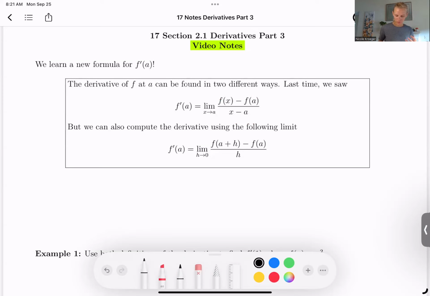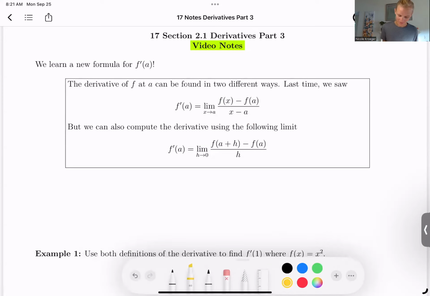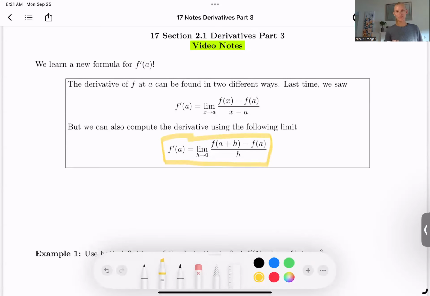Today we have this new definition. We have the limit as h approaches 0 of f of a plus h minus f of a over h. We notice that the f of a is the same, but the other pieces have changed a little bit. So that's kind of interesting.